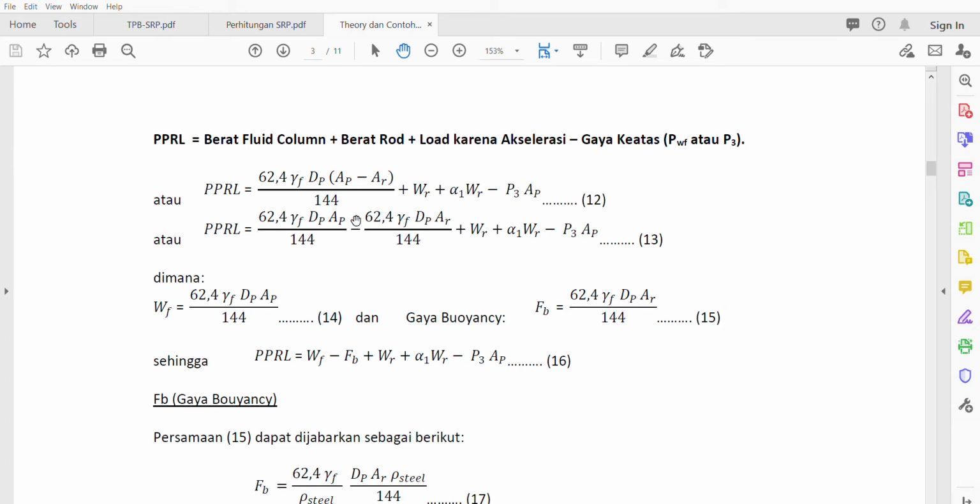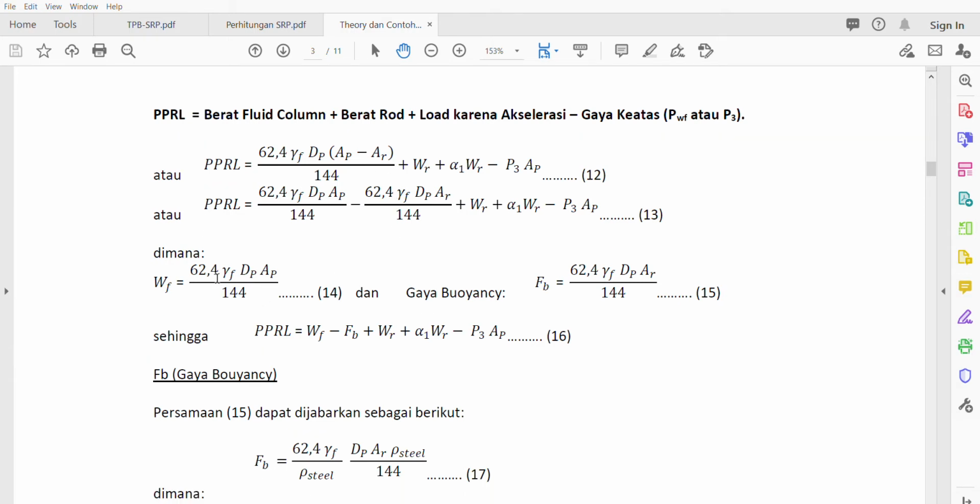Okay, and if we rearrange everything, we have this equation. Rearrange this one, and then the weight of the fluid, we call it the weight of the fluid, is this one, and the buoyant due to the rod is this one. So we say that the weight of the fluid minus the buoyant plus the weight of the rod, acceleration, and due to PWF.